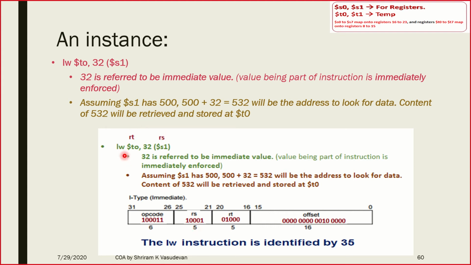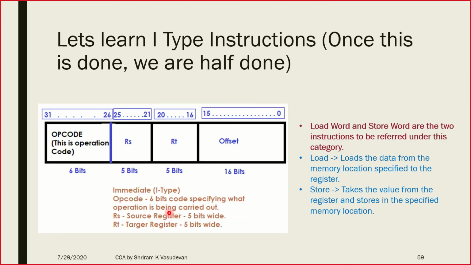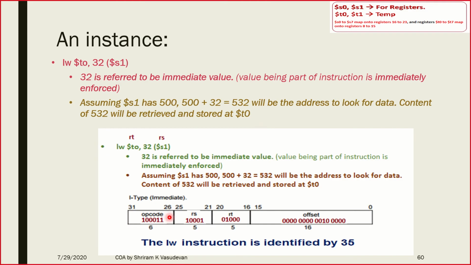Now this instruction has to be converted to binary. How do we do it? First, let us find what exactly is the structure for this. Opcode, RS, RT, offset. That's it, right? So we are going to take the same thing here. Opcode, RS, RT, offset. And without fail, every time write this. 0 to 15 for offset, 16 to 20 for RT, 21 to 25 for RS, 26 to 31 for opcode.